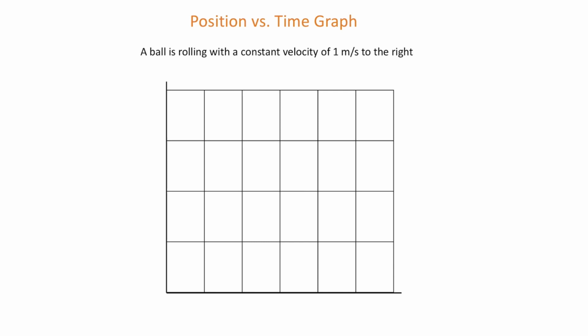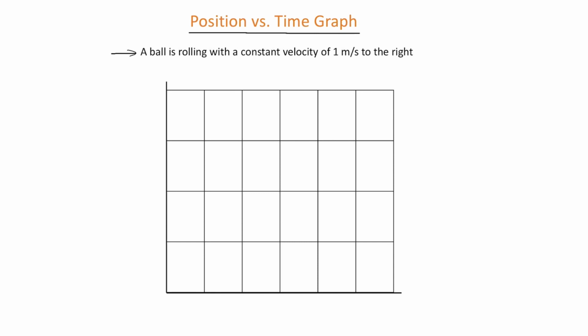In this video, we are going to learn how to create and read position versus time graphs for objects moving with uniform motion. We're going to start by analyzing this motion here, which says a ball is rolling with a constant velocity of 1 meters per second to the right.